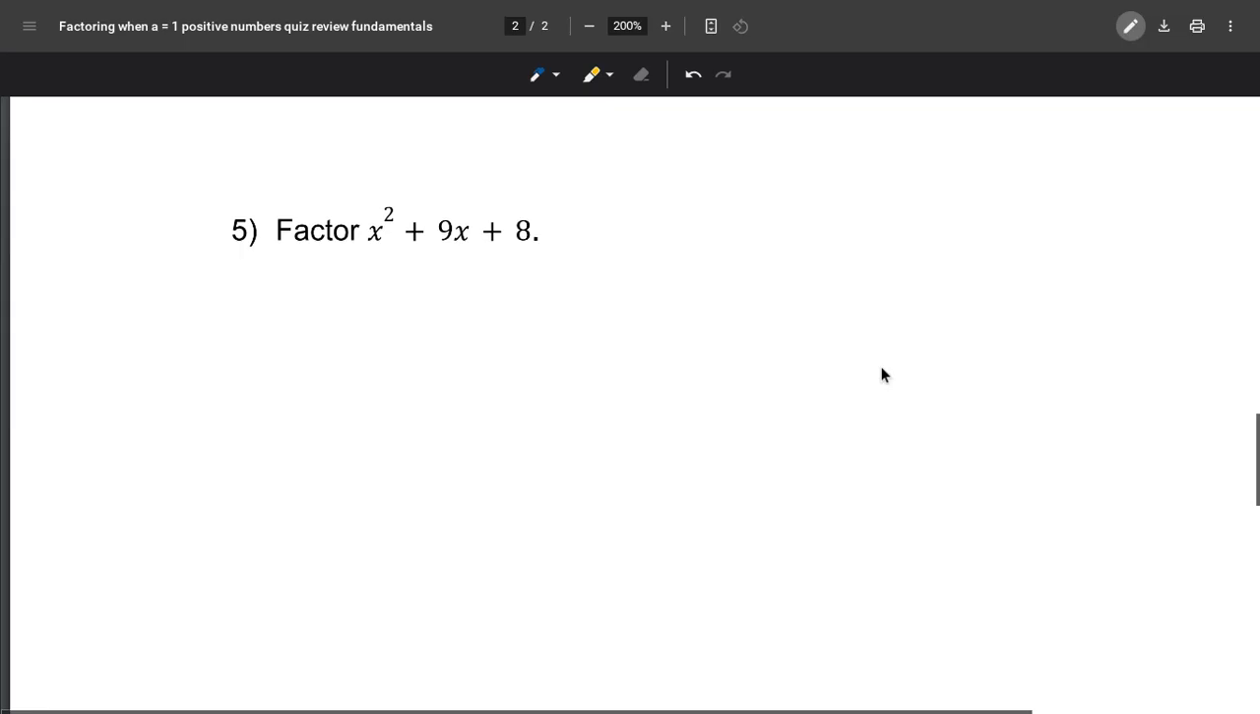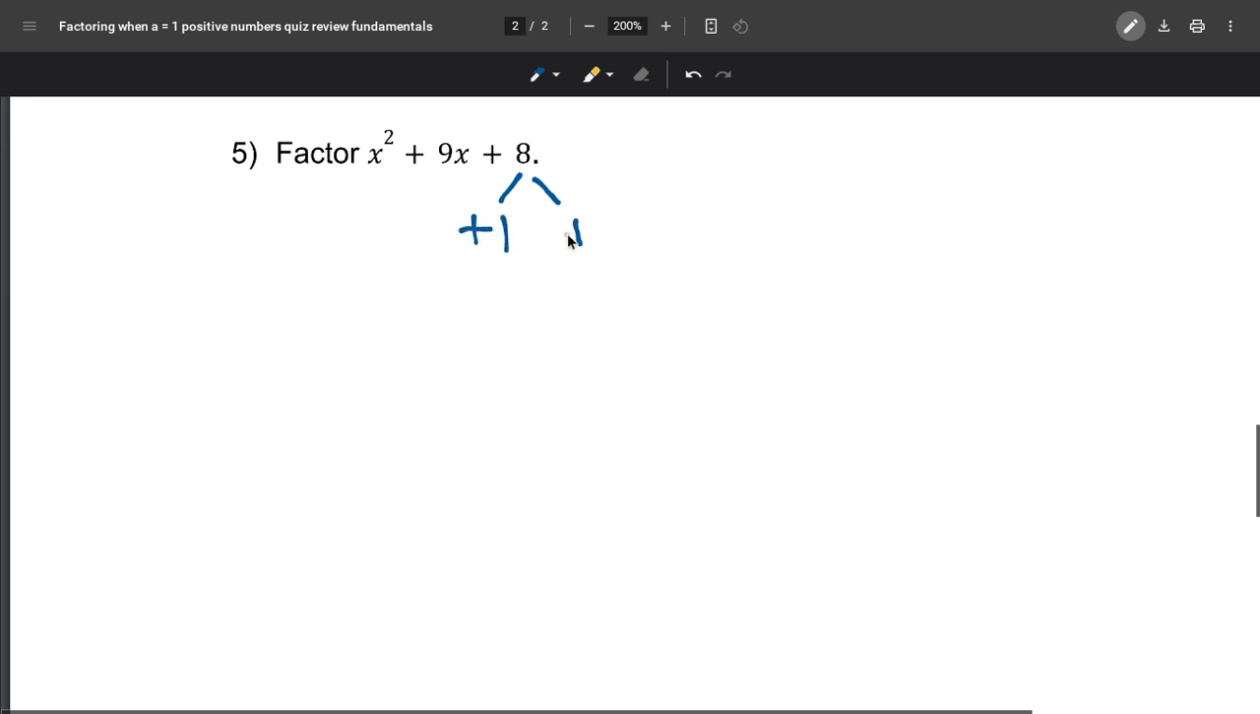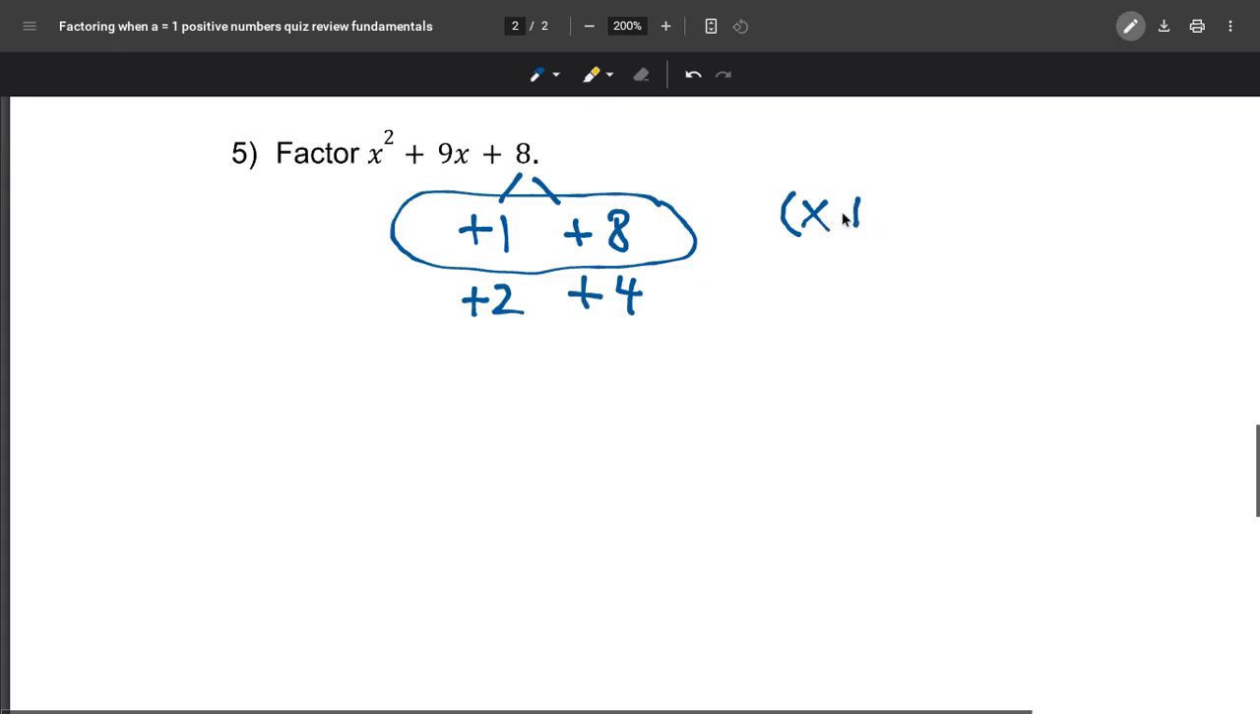All right, let's keep going. I think we got one last one here to do. Okay, so we're going to factor x squared plus 9x plus 8. Same process. We're going to list out the factors of 8. We have a plus here and a plus here, so we're going to focus on positive factors. So we could do positive 1 times positive 8. We could also do positive 2 times positive 4. But we need the pair of factors that adds to a positive 9. That's positive 1 and positive 8. So I'm going to select this pair of factors, and we're going to write the solution as x plus 1 times x plus 8. And there we go. That's our solution to that one.